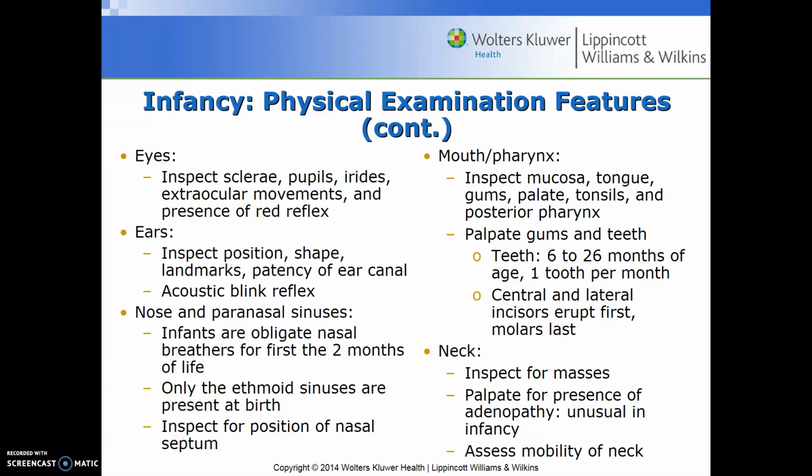In infancy, there are a few unique features of that infant exam. You can see as this is organized, that's very much like we do in an adult, but there are a couple of things that are unique. One is that only the ethmoid sinuses are present at birth. So knowing that really helps you just visualize the skull and the facial bones and structures and what you're looking for. The other thing that's unique for an infant evaluation is palpating the gums and the teeth. Look at that variance, 6 to 26 months of age for tooth eruption. And they say an average of 1 tooth per month. I don't know that I've experientially seen that. I've seen once the baby starts getting teeth, they can get several per month. Central and lateral incisors should erupt first, and the molars come last.